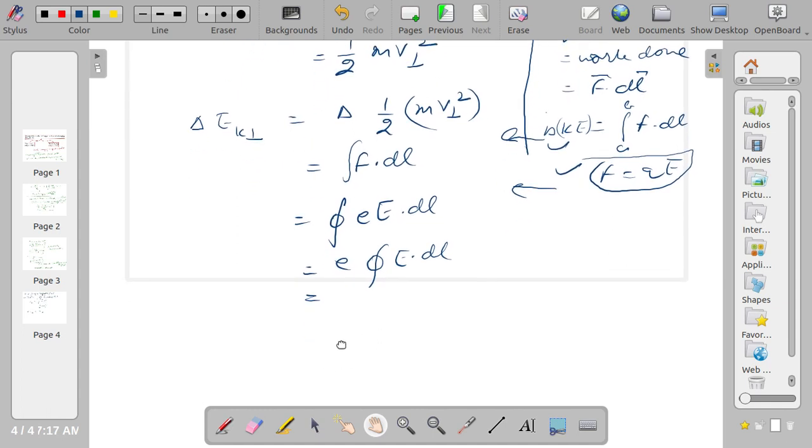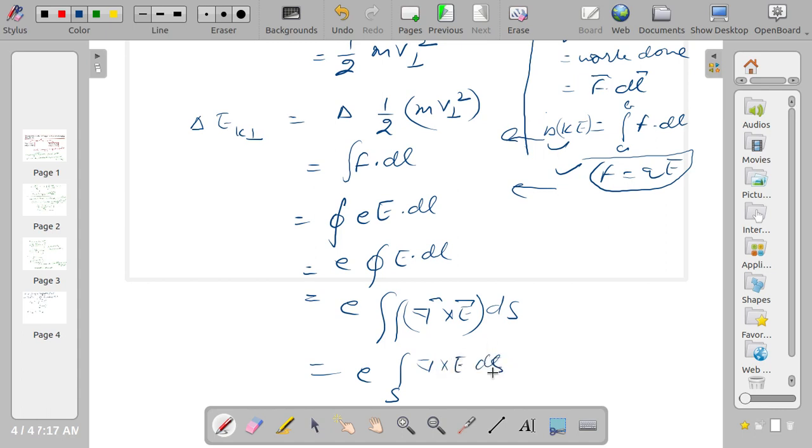That it is equal to E, and it is the surface integral of del cross E into ds. This double integral is simply replaced by this, so that will be a much better option. You can write it in either way, either this way or that way.